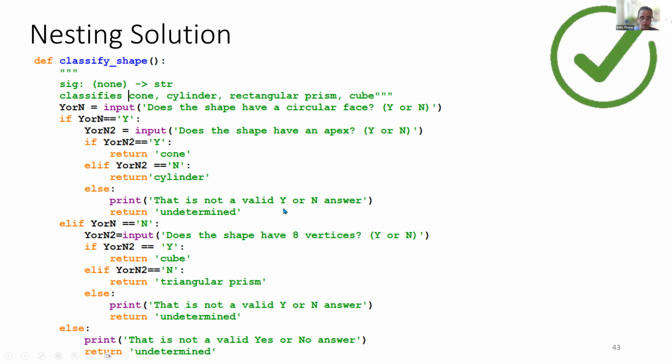They typed something besides y or n. They didn't follow the instructions. And what are you going to do? You put this else here to deal with it. Okay, but they might have said n.